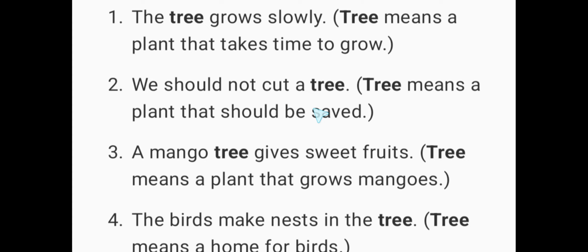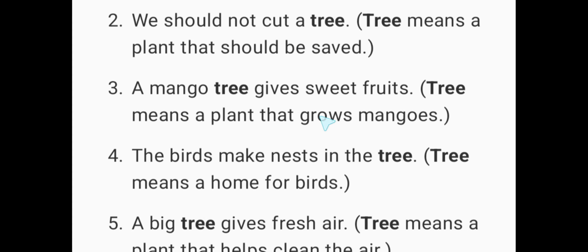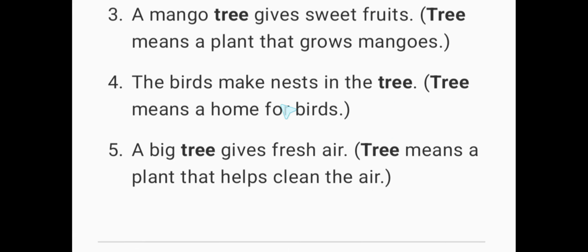We shouldn't cut a tree. A mango tree gives sweet fruits. Tree means a plant that grows mangoes. The birds make a nest in the tree.